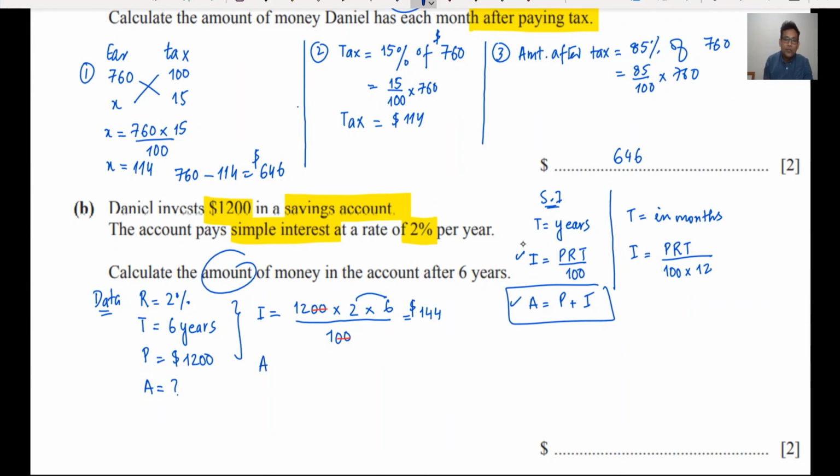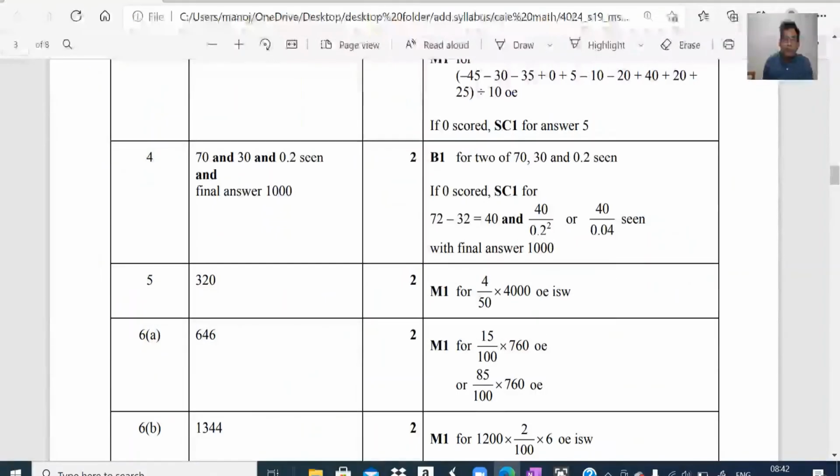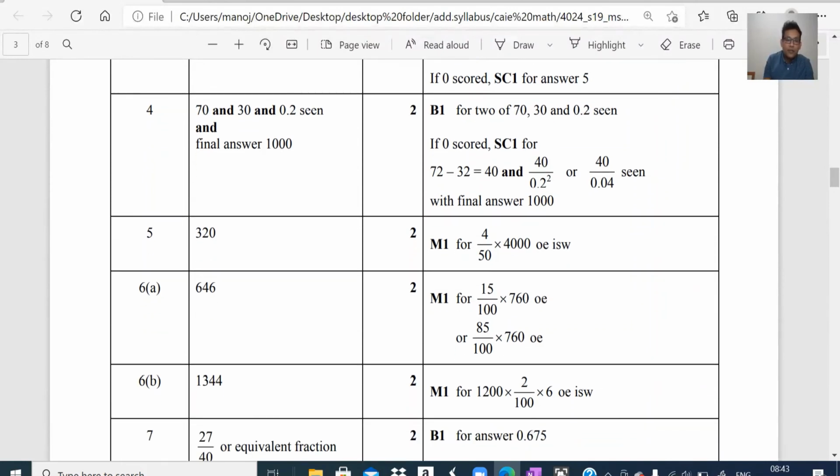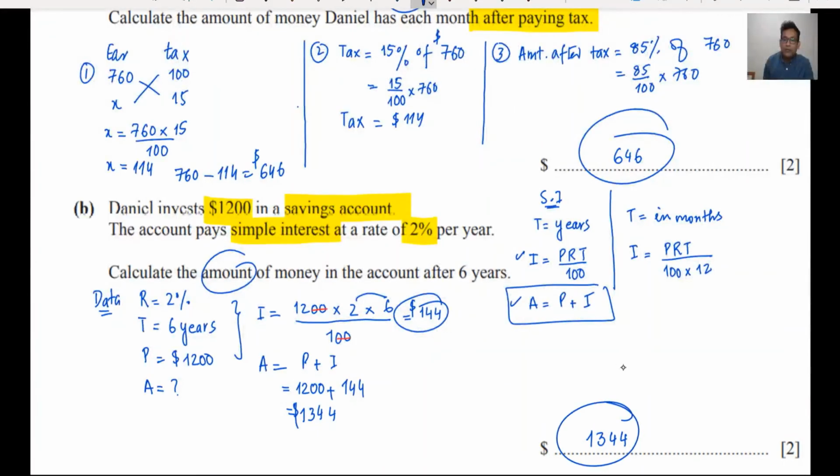So the amount is equal to principal plus interest. The principal amount is 1200, and the interest we have after 6 years is 144. So when we add 144, it comes to 1344, and we have done it. Let me check the answer of this part. The answer is 646 for the first part, and the second is 1344, and we have done it.